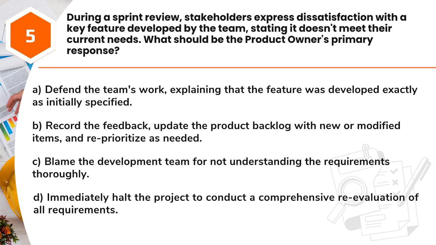Question 5. During a sprint review, stakeholders expressed dissatisfaction with a key feature developed by the team, stating it doesn't meet their current needs. What should be the product owner's primary response? A. Defend the team's work, explaining that the feature was developed exactly as initially specified. B. Record the feedback, update the product backlog with new or modified items, and reprioritize as needed. C. Blame the development team for not understanding the requirements thoroughly. D. Immediately halt the project to conduct a comprehensive re-evaluation of all requirements.